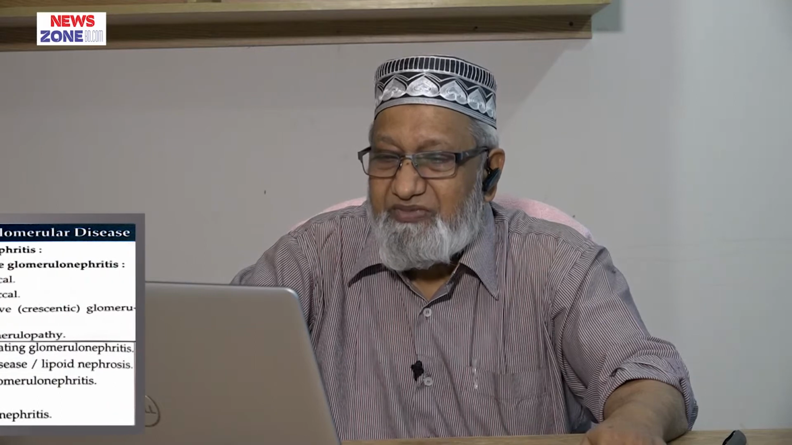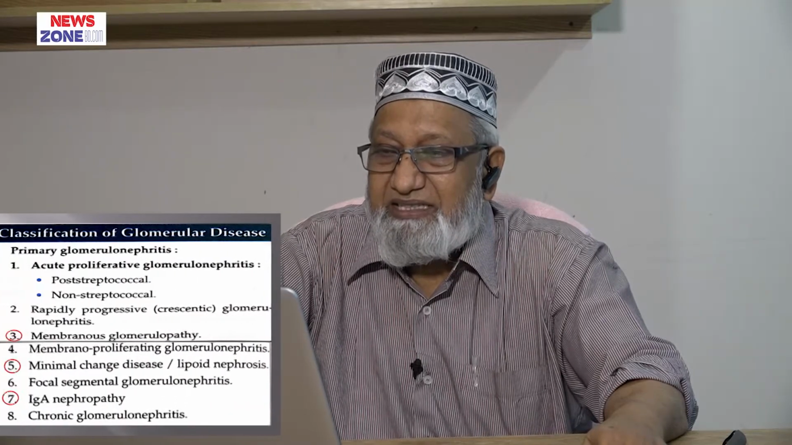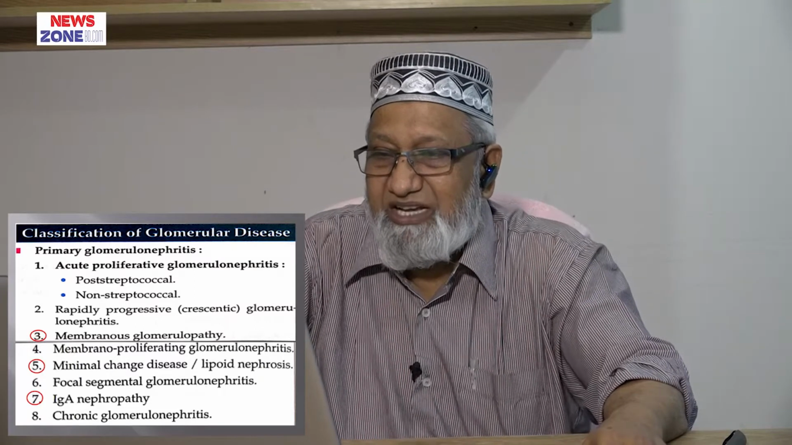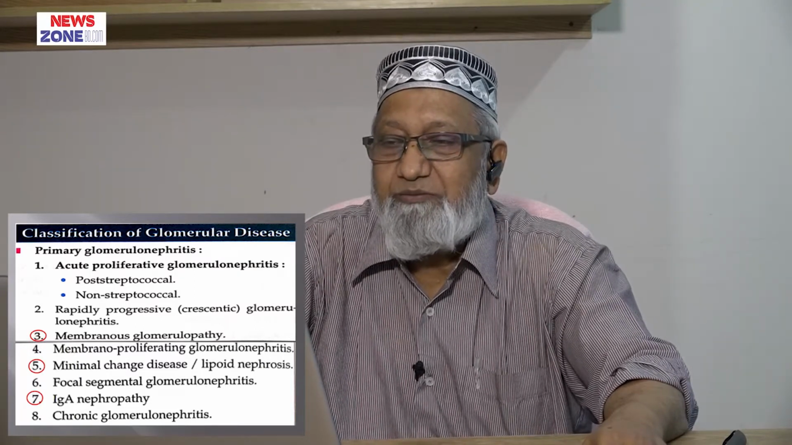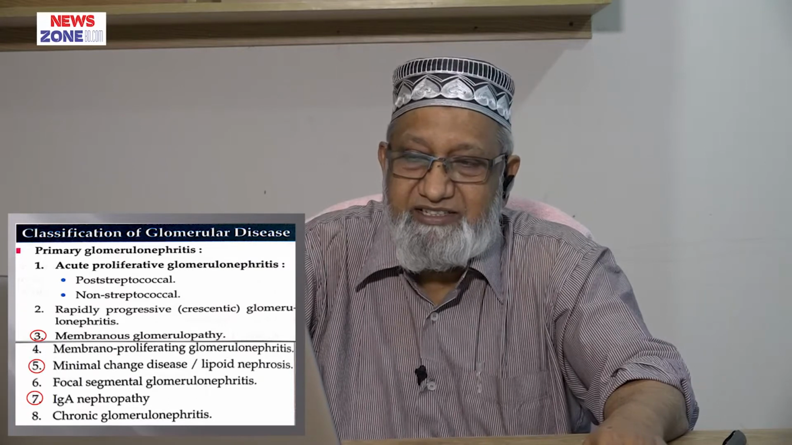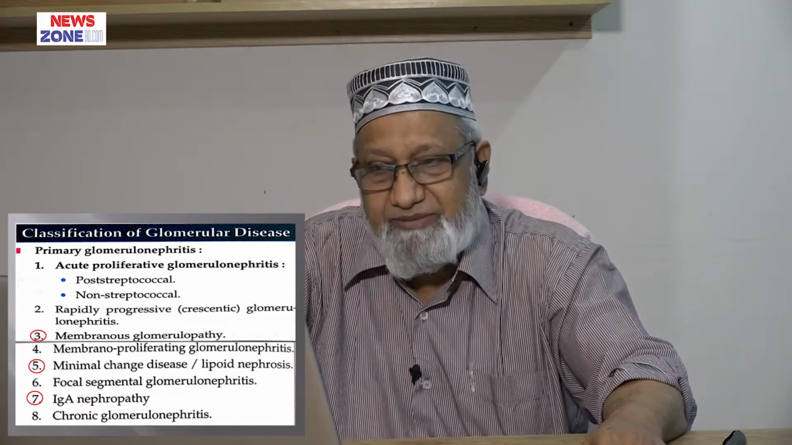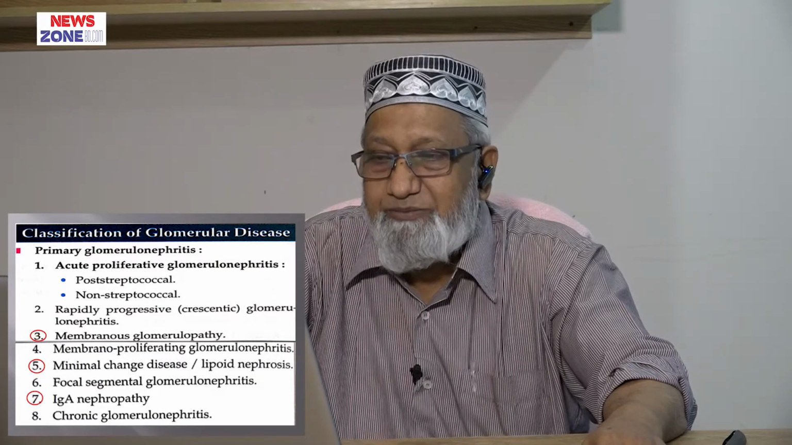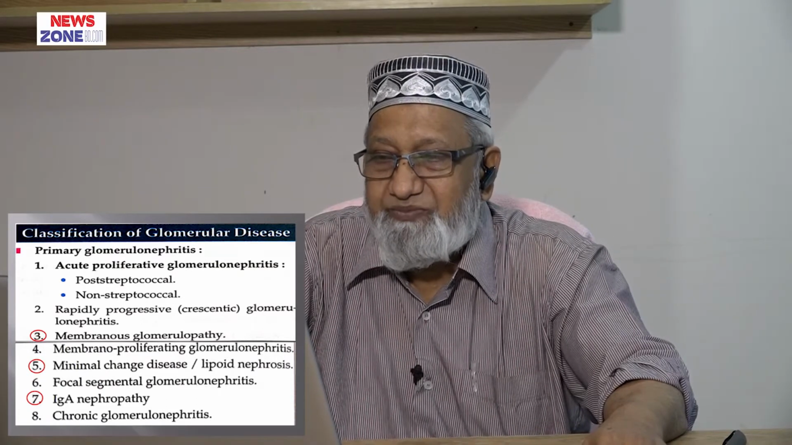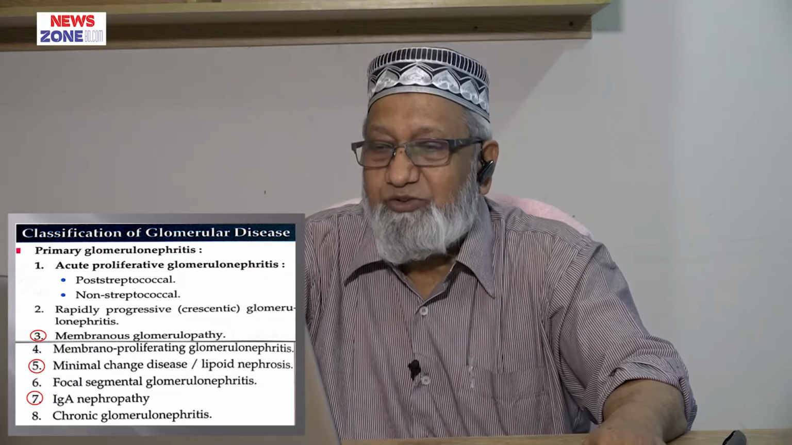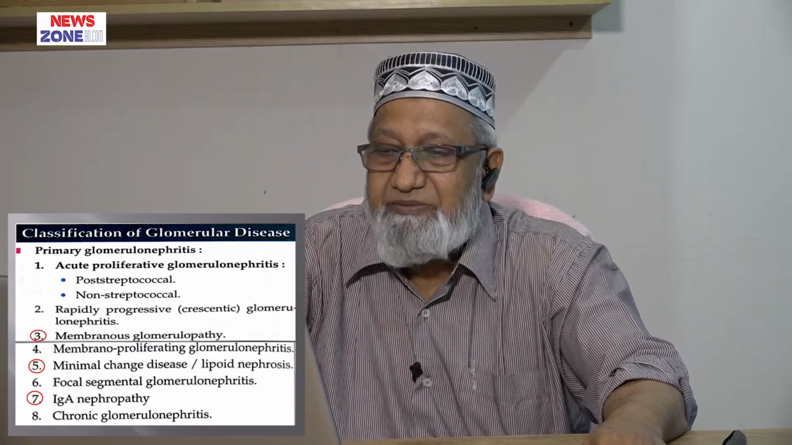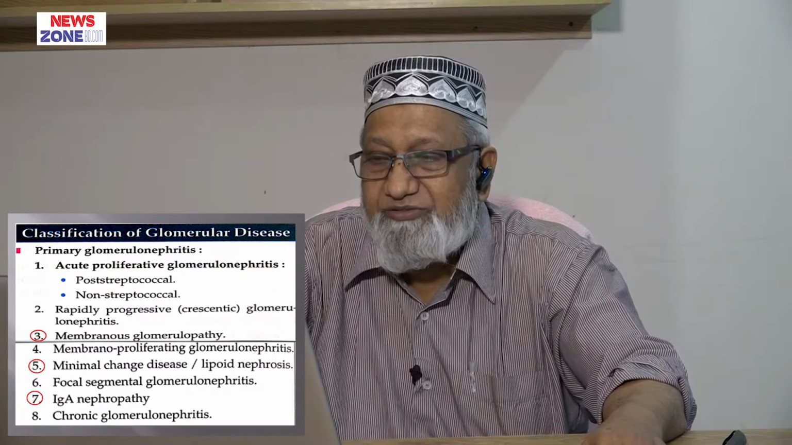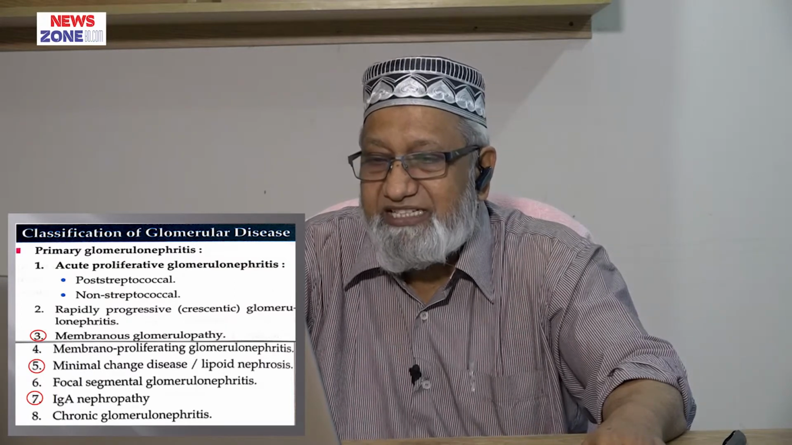So, they classify glomerular disease. When you are asked, acute proliferative glomerulonephritis may be post-streptococcal or non-streptococcal. It is very important because it has a very good prognosis. Rapidly progressive glomerulonephritis, membranous glomerulonephritis, is very common in adults.